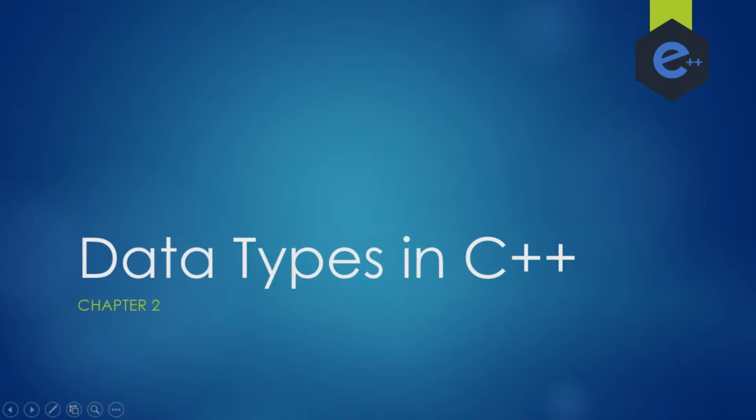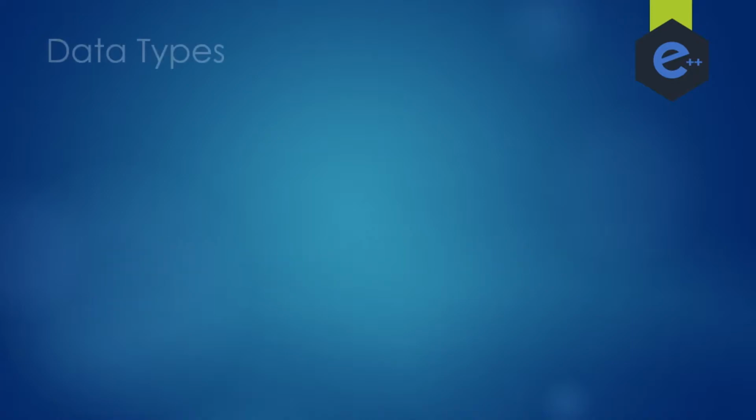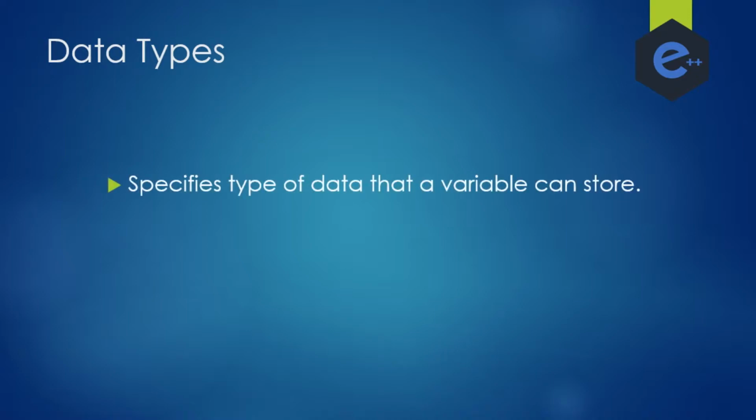In this video we are going to learn data types used in C++. So, let's start the chapter, Data Types in C++. Data type specifies the type of data that a variable can store. We can simply understand it by an example.